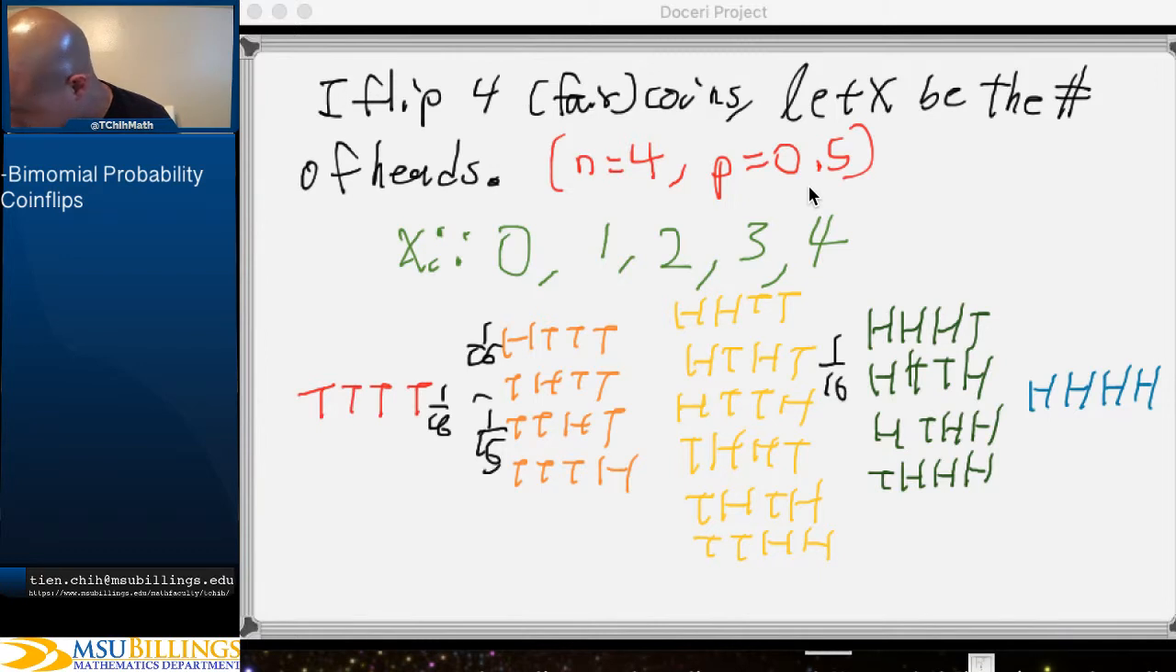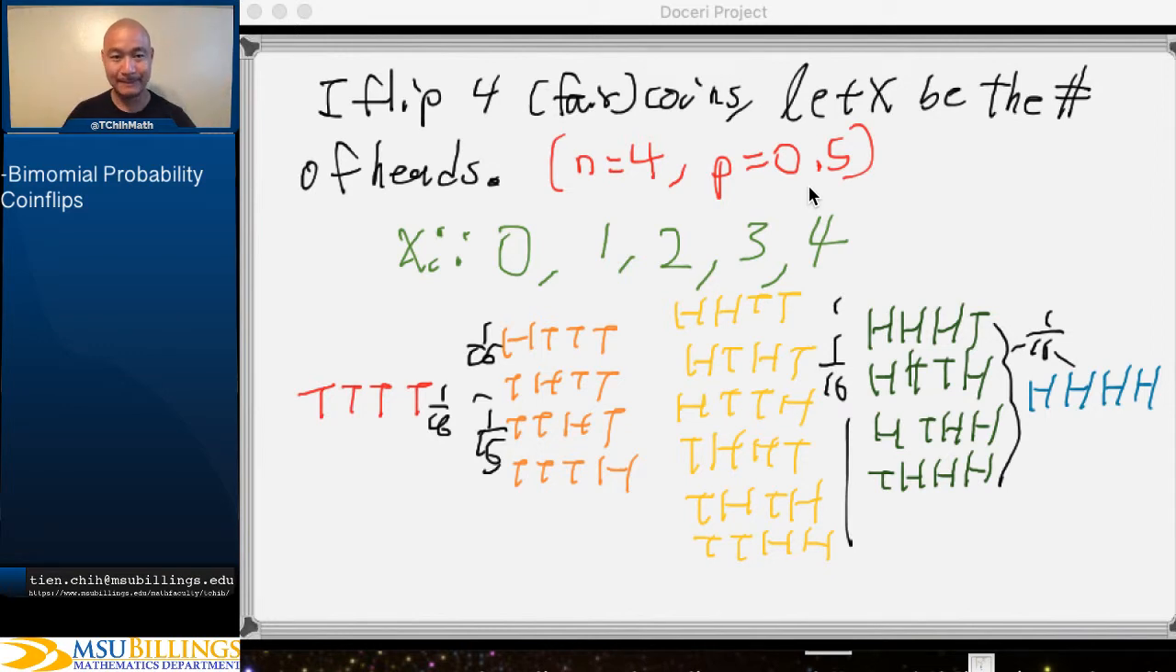1/16th. Also, all these have 1/16th. This final result has 1/16th, and all of them have 1/16th as well. Every single thing has a 1/16th chance of happening. So you might ask, if all the outcomes are equally likely, because heads and tails have the same probability, then shouldn't the probability of getting 1 head be the same as getting 0 heads or 2 heads? The answer is no, of course not.